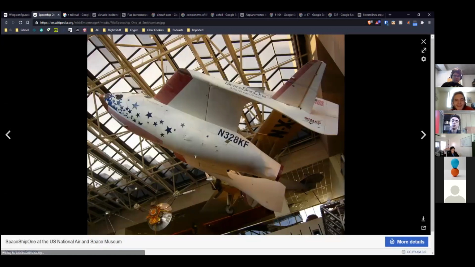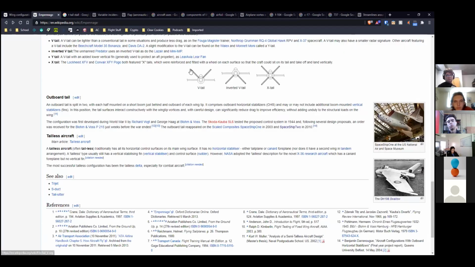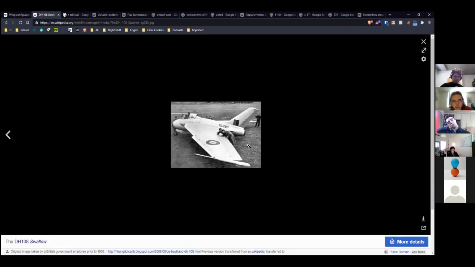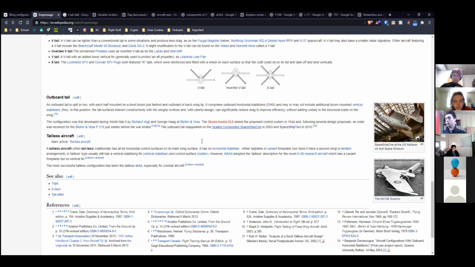Outboard tail, again, is like on SpaceShipOne. Honestly, I still only think this is a whole freaking rocket motor right there, so you probably just don't want to attach the tail to that. Otherwise, I don't know why exactly they would do it like that. And tailless is basically for flying wings or deltas, because you have so much wing back there anyway that you don't need a whole separate tail to get enough control authority. You can just use the parts of the wing that are farther back.